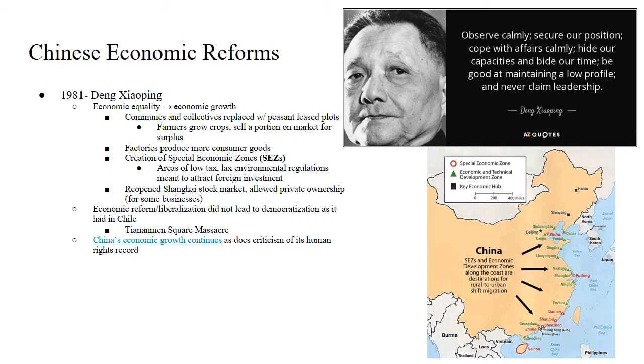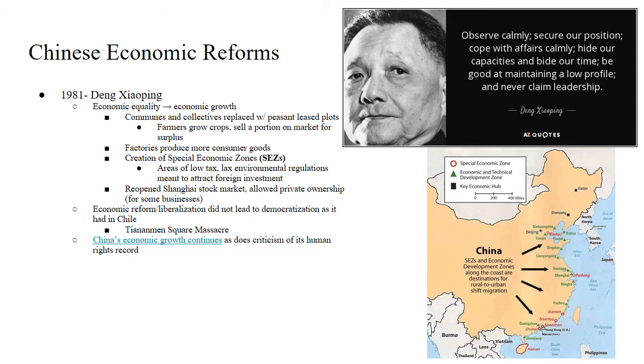For example, he replaced the communes and collectives that peasants had been put onto under the rule of Mao Zedong with peasant leased plots of land, right, where farmers could grow crops and sell a portion on the market as if they were private farmers in business for themselves, although a portion of the crops they still had to surrender to the government. But this incentivized farmers to be as efficient and effective as they could, right? The greater a surplus that they had, the more profit they could make for themselves, right? And that profit motive is a strong one for people. And this leads to agricultural surpluses for China, which had in decades before Deng Xiaoping dealt with famines from time to time. And those days were gone.